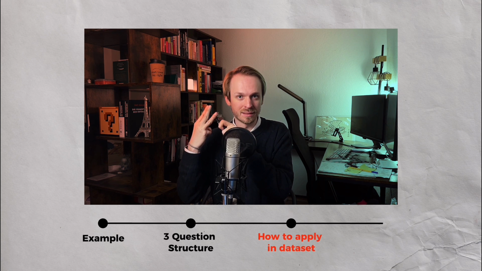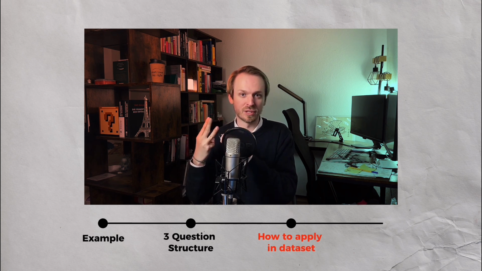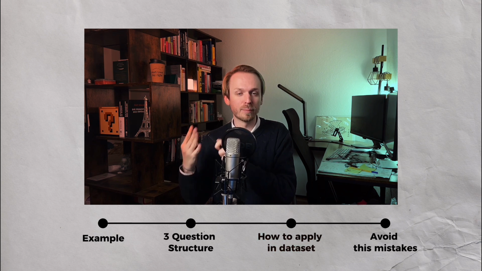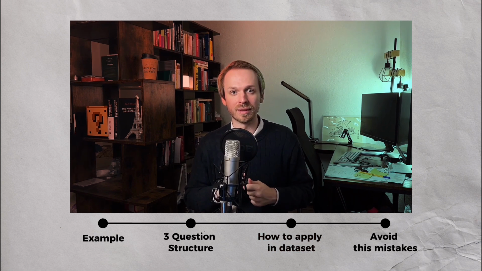First, you will see a real-life example of how not to pick and choose your statistical tests. We will look at the 3-question structure, which will help you to pick and choose the right statistical method. We will look at how you can apply this structure to your specific data set. At last, we will look at what mistakes students normally make when applying the structure to their own data. I give you a real-life example of what most students do wrong.